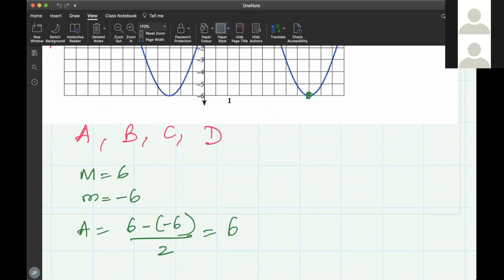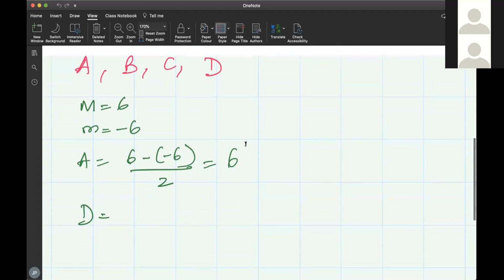The value of D, on the other hand, is 6 plus negative 6 over 2. And that should be 0. So there you go. You got your amplitude as A, and you got your center line. This gives you the center line. Remember, y is equal to 0.